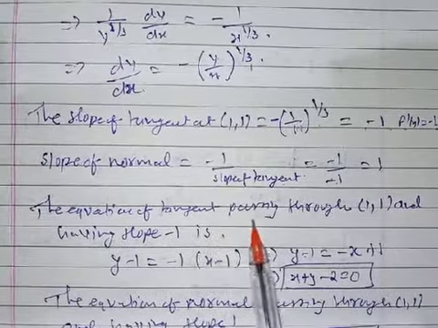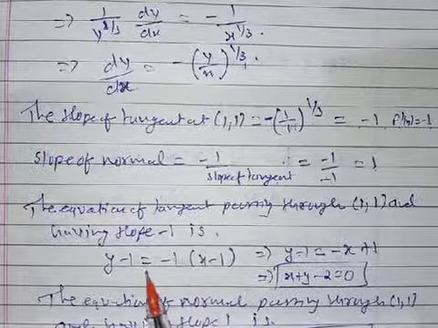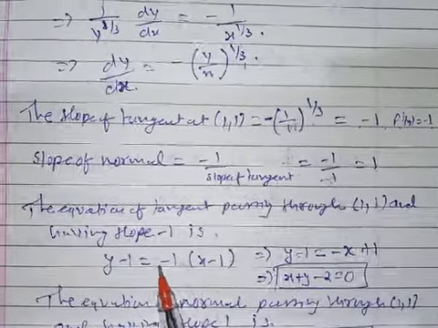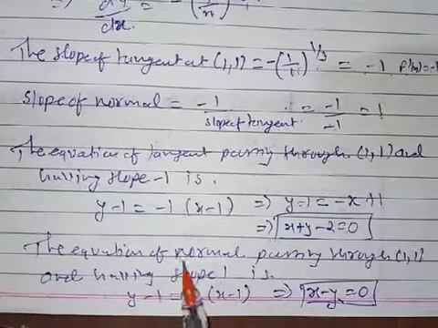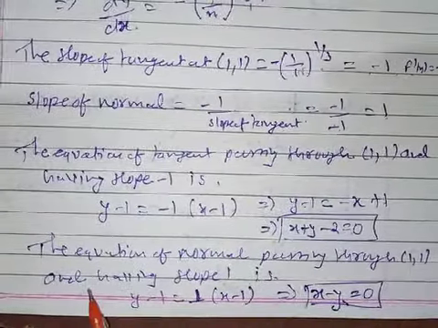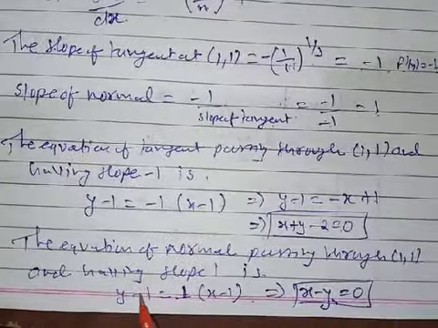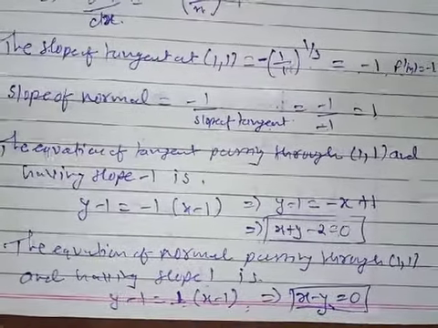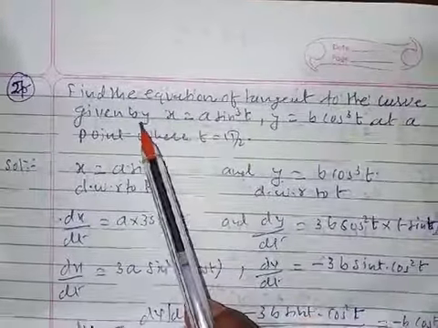So the equation of the tangent passing through (1, 1) and having slope m is this. You know that y minus y1 is equal to m times (x minus x1). Substitute. In the same way, the equation of the normal passing through (1, 1) and having slope 1 is this. That is also the same equation, y minus y1 is equal to m times (x minus x1). Let's move on to the next question.